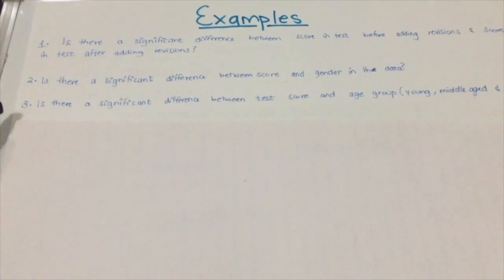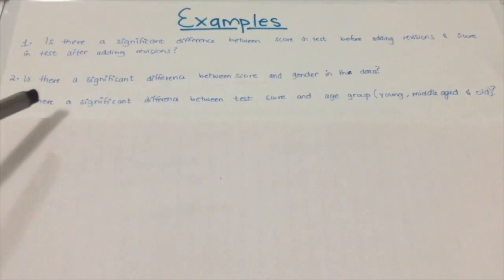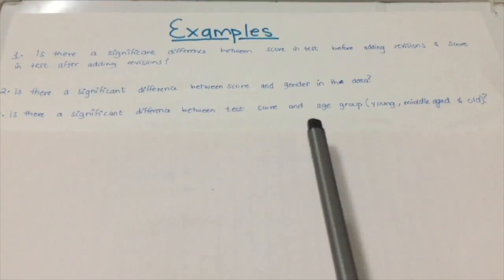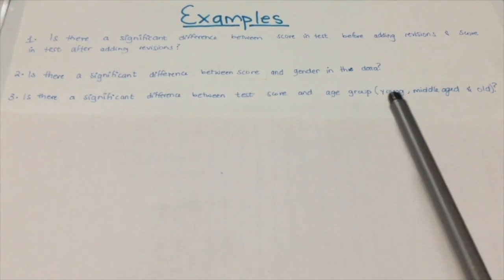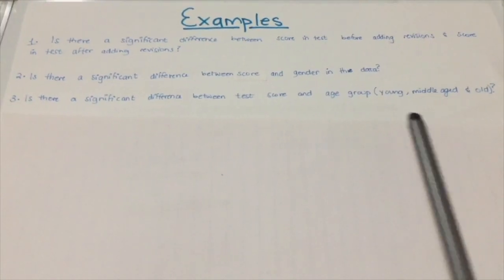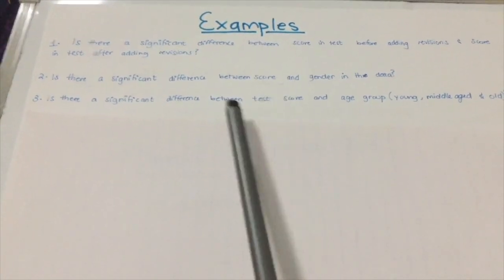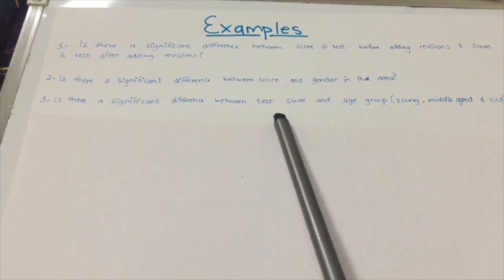Now we can go to the third one and look at it. It's asking if there is a significant difference between test scores and age group. And in this situation, age group is divided into young, middle-aged, and old. And since this has 3 categories, it means that we have a 3 or more sample, so we're going to be doing ANOVA.